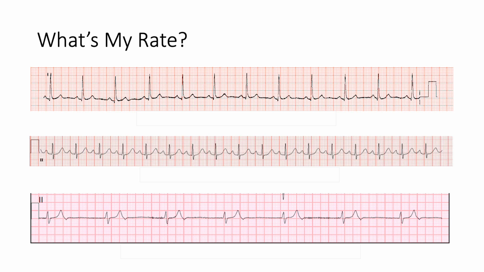So if we do some examples of what the rate is. This one up the top, if we have a look, there's sort of 1, 2, 3, 4 and a half. There's only 4 there. So if we just assume it's 4, we're going to do 300 divided by 4, which, despite my bad maths on the other page, we're all going to know is 75. So 4 large boxes, 300 divided by 4, 75 beats per minute.